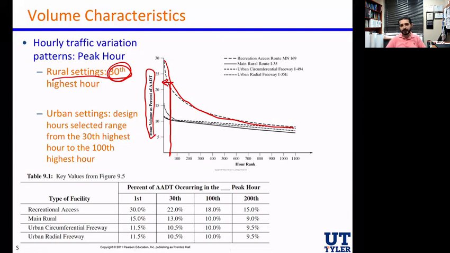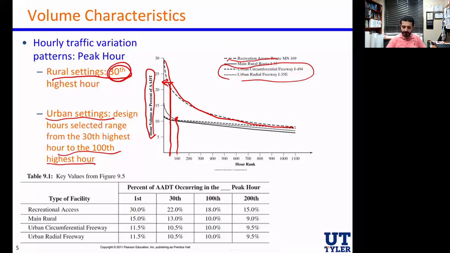This number, the 30th hour, tends to work fine for recreational access or rural roads. But when it comes to urban roadways, we tend to pick the 100th hour, not the 30th hour, which is somewhere here. How do we pick this one? This is more or less like the inflection point. If you may ask me, how did we end up picking this?